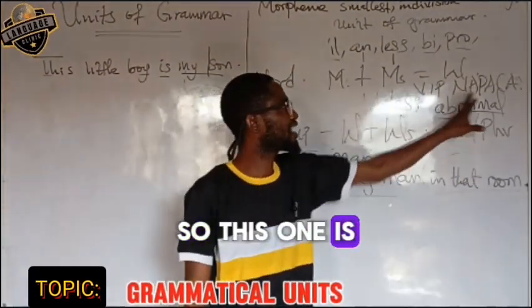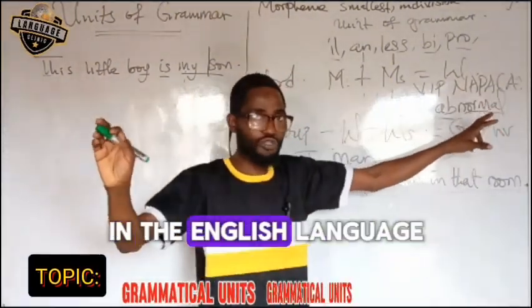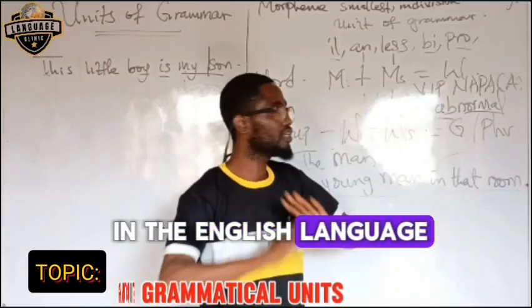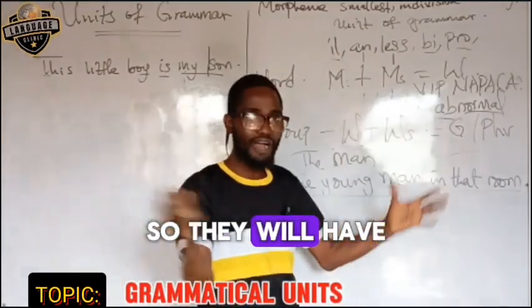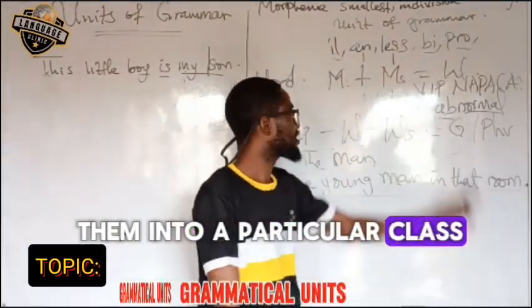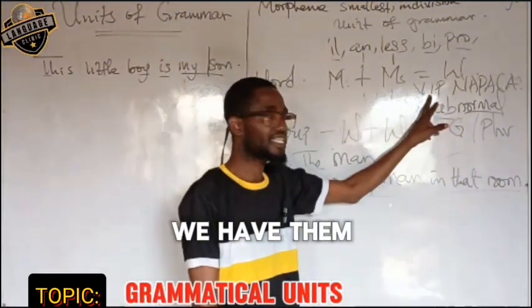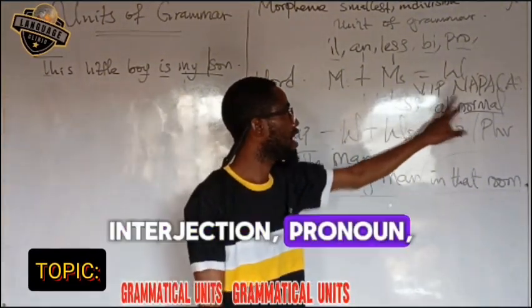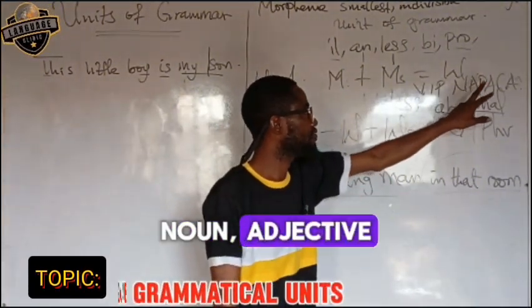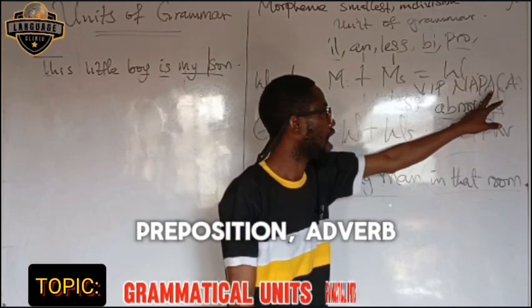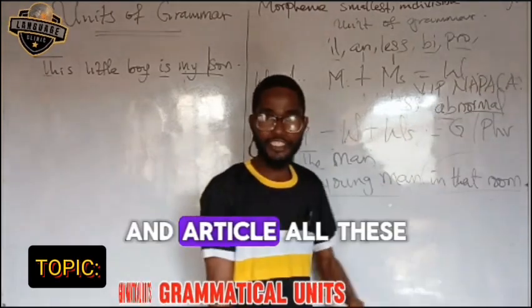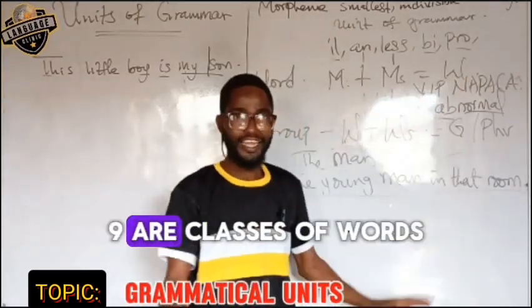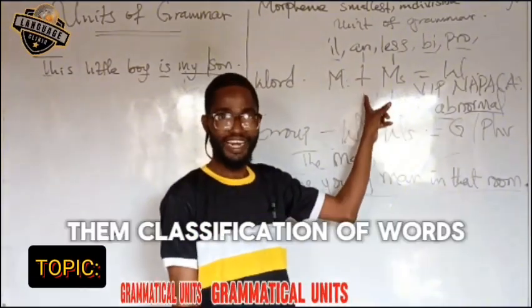So this one is the classification of all words in the English language. All the words in the English language are grouped into particular classes. We have verb, interjection, pronoun, noun, adjective, preposition, adverb, conjunction, and article. All these nine are classes of words, so we can call them the classification of words.